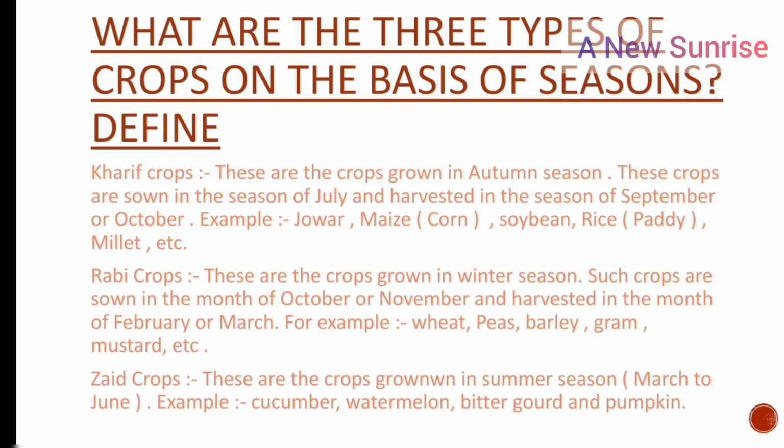Rabi crops. These are the crops grown in winter season. Such crops are sown in the month of October or November and harvested in the month of February or March. For example, wheat, peas, barley, gram, mustard, etc. Zaid crops. These are the crops grown in summer season, March to June. Examples: cucumber, watermelon, bitter gourd, and pumpkin.